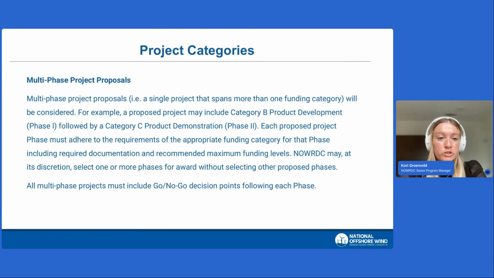Then looking at multi-phase project proposals, so this could be a project that spans more than one funding category listed previously. Each project proposed must adhere to the requirements of that appropriate funding category, including the required documentation in Appendix A and the recommended maximum funding levels. NOWRDC may, in the award negotiation phase, select at its discretion one or more phases for award without selecting the other proposed phases. All multi-phase projects must also include a go, no-go decision point between each phase.